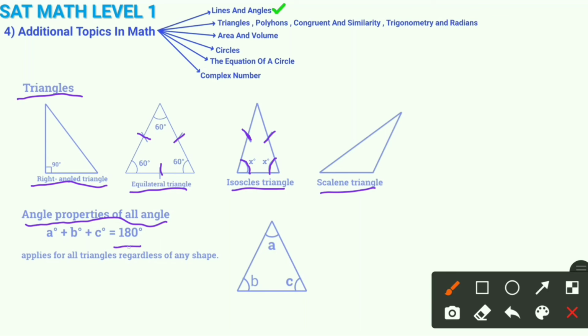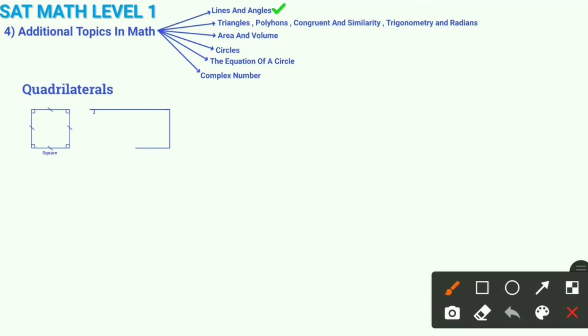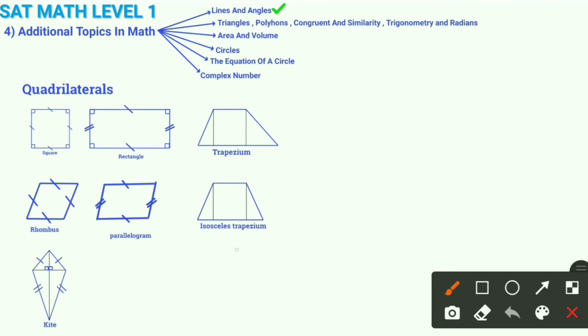We need to understand an angle property: the angles A, B, C will add up to 180 degrees, and it applies for all triangles regardless of shape. Quadrilaterals. This is a square. This is a rectangle. This is a parallelogram. Okay. Rhombus, trapezium, isosceles trapezium, kite. The sum of the angles in a quadrilateral is always 360 degrees.